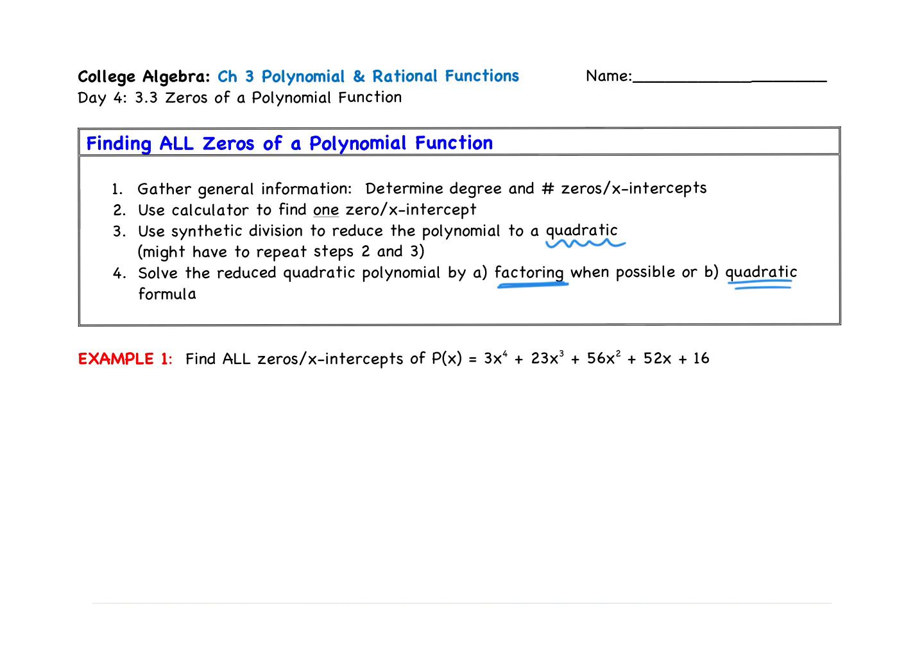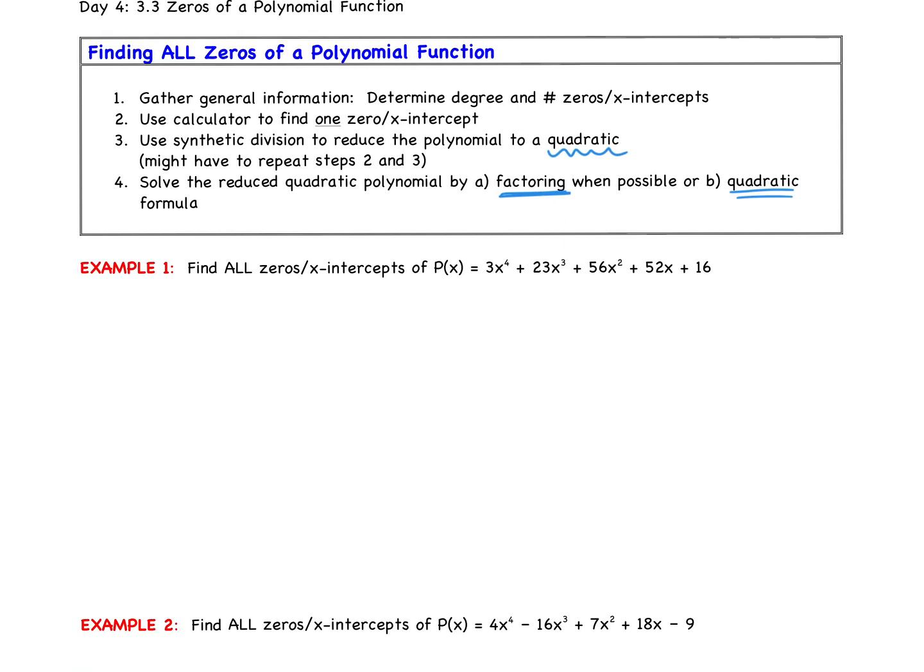How can we confirm that -4 is in fact one of the zeros? How have we done it this unit, besides plugging in for x? Synthetic division, and then what should be the result of that synthetic division? 0 for what? The remainder. Okay, so that's what we're going to start with. Let's do synthetic division with -4.